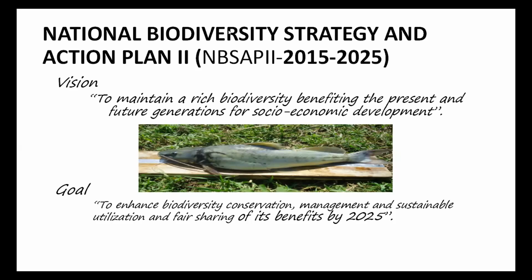Let me take us through the National Biodiversity Strategy and Action Plan 2. There are two parts: the vision and the goal. The vision is to maintain a rich biodiversity, benefiting the present and future generations for socio-economic development. That's the bigger vision. And then the goal is to enhance biodiversity conservation, management, sustainable utilization and fair sharing of its benefits by 2025. So the objectives are, one, restoration of degraded ecosystems.